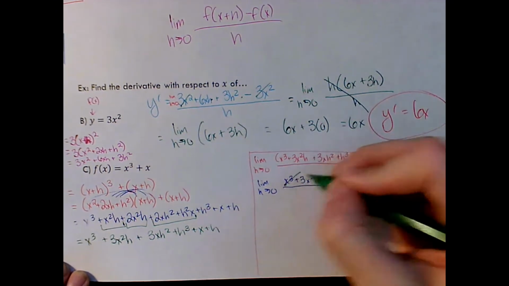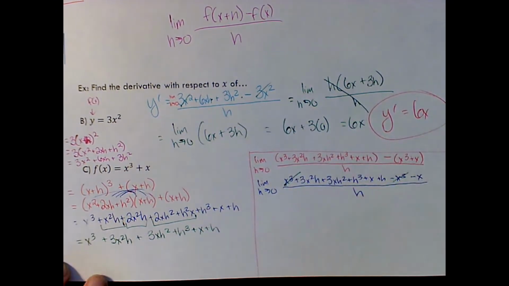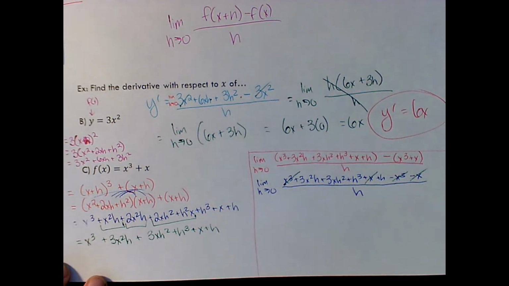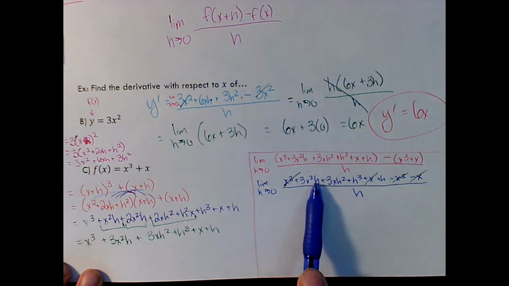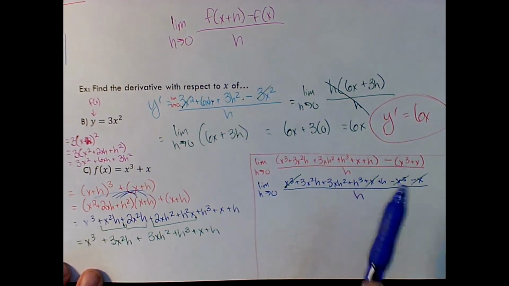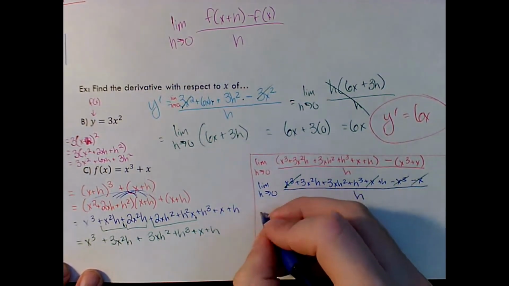And as usual, things will go away. And things will go away. And as usual, you should be able to find h's in common with the majority of the remaining things, in this case, all of them. So there's an h up top, there's an h up top, there's an h up top, and there's an h up top. There's 4 things that we can bring an h out of.